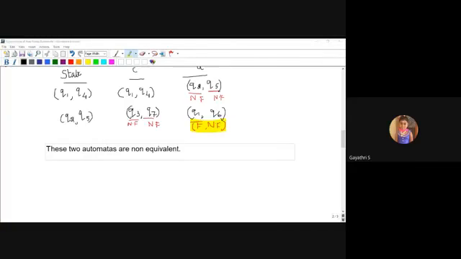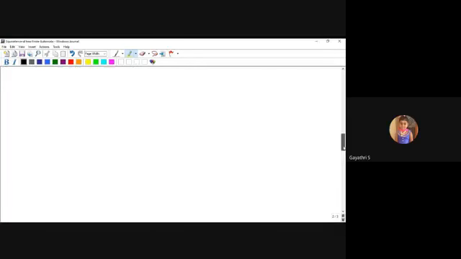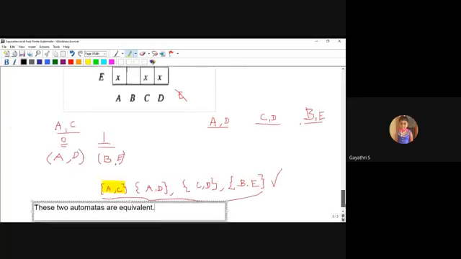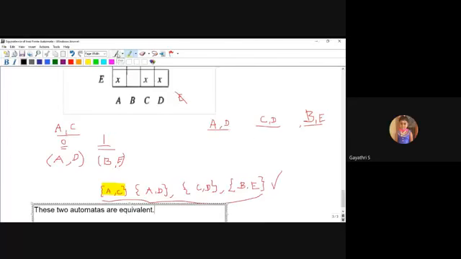Is there any doubt? Take a paper and check the pairs. You have to check the pairs AD, CD, BE. Is it possible to mark any of them? Just do it on your own, for about 5 minutes.